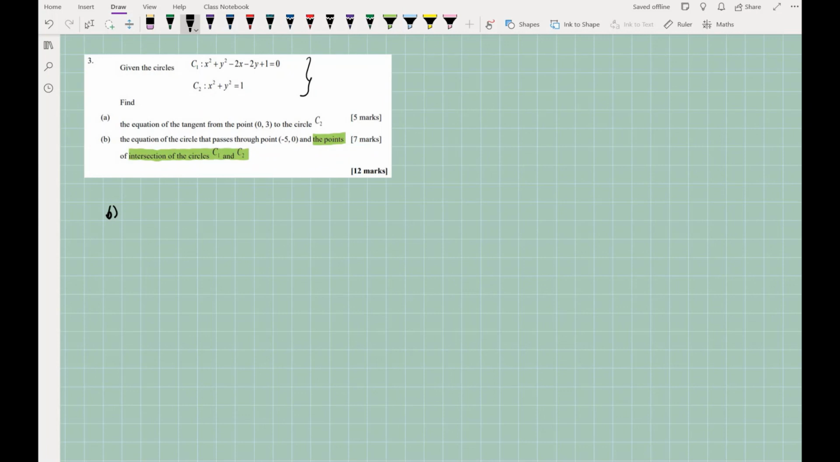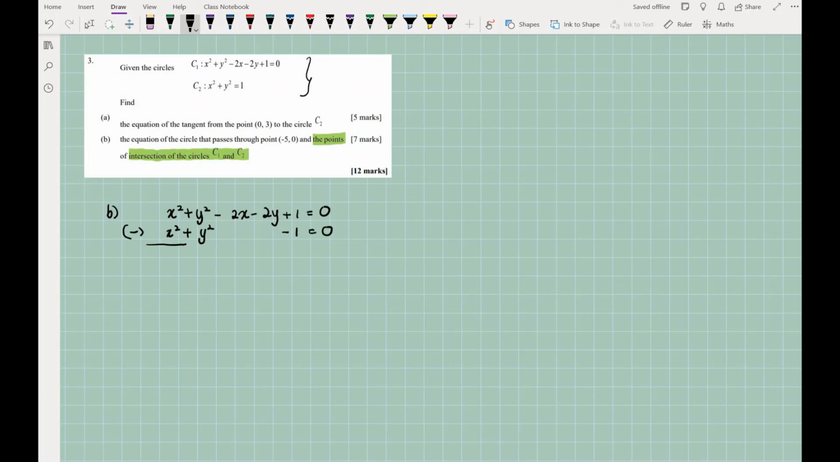Okay, so cara untuk menjawab soalan di sini adalah we are going to have to solve simultaneous equation between these two first, yang mana certain student prefer to use simultaneous equation, but if you ask me, then I would use elimination. From the first equation, I have x squared plus y squared minus 2x minus 2y plus 1 is equal to 0. Next, my second equation is x squared plus y squared minus 1 is equal to 0.